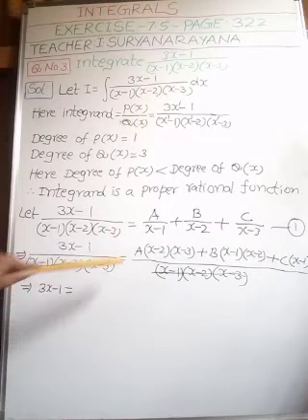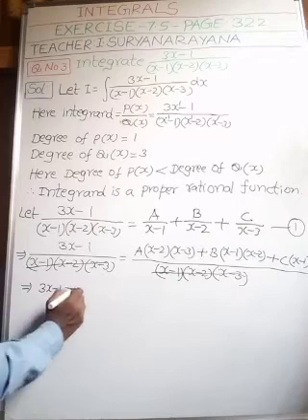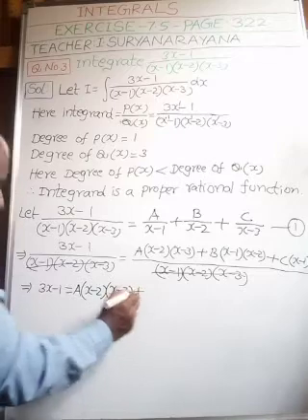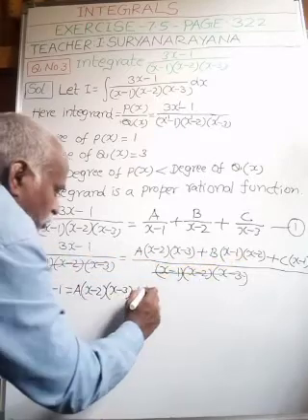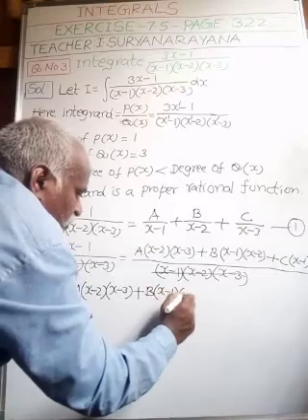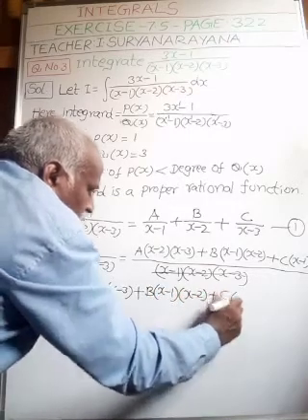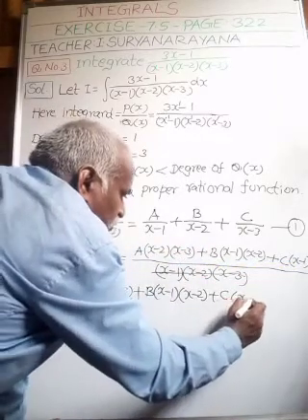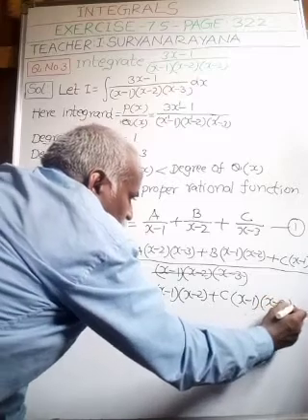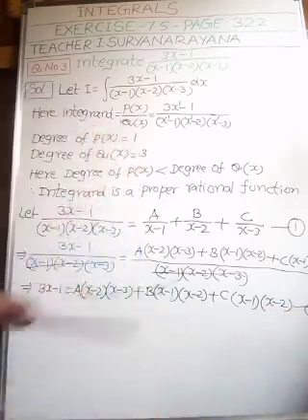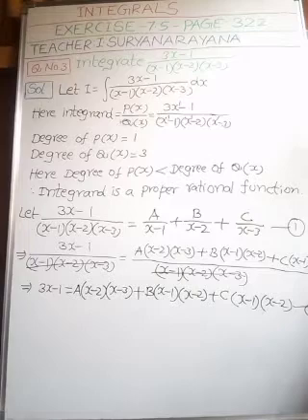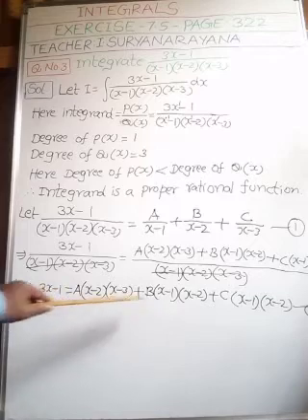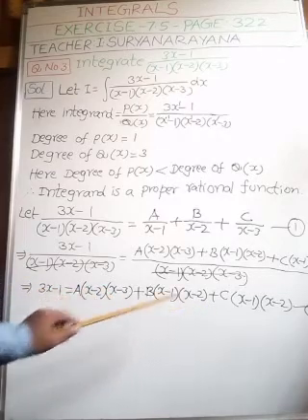3x minus 1 only is equal to, we write this part, RHS: a into x minus 2 into x minus 3, plus b into x minus 1 into x minus 3, plus c into x minus 1 into x minus 2. Let us consider this as equation 2. Do you remember these steps, my dear children? In the first question, we followed the same steps; here also, we considered this equation as 2.